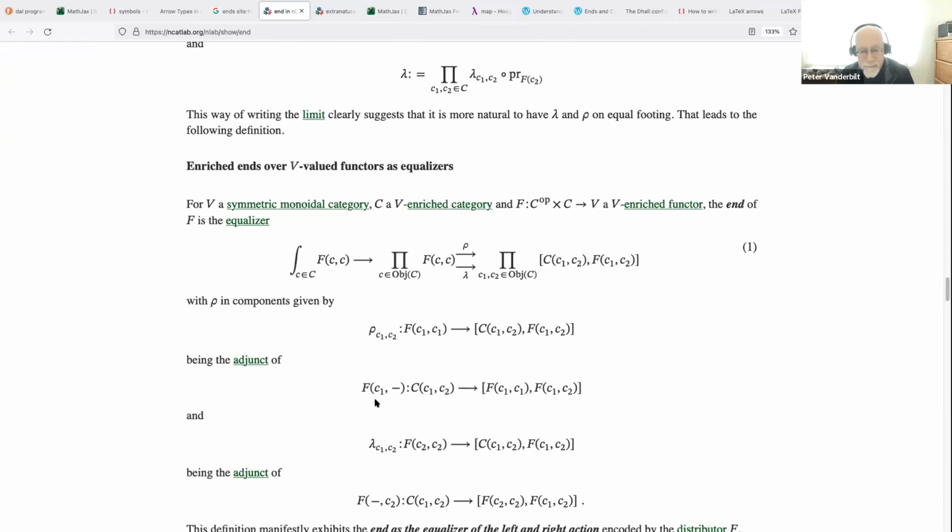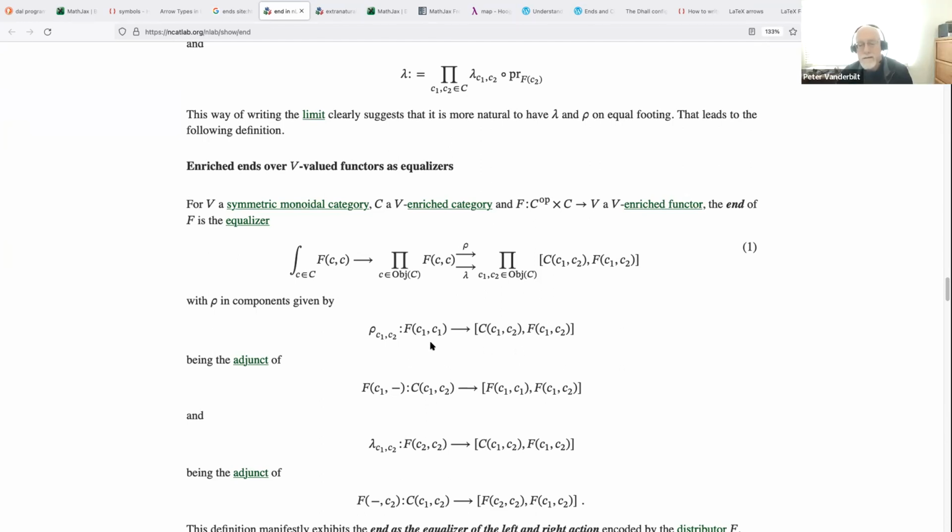So are rho and lambda here natural transformations? Are these things functors that they're operating on? No, they must be regular arrows, because we're in V. All of this is in V, right? F of C1 is an object in V, so it's just a regular arrow. So is this. Oh, you're right. Okay, sorry.